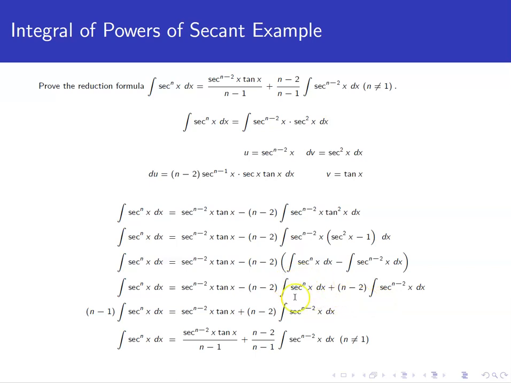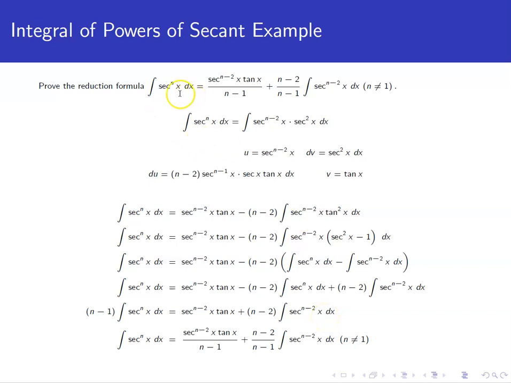I have integral of secant to the n x dx over on the left-hand side. So we'll add that over. We have one of them over here. We'll add an extra n minus 2. So that gives us n minus 1 integral of secant to the nx dx. And the other pieces didn't change.